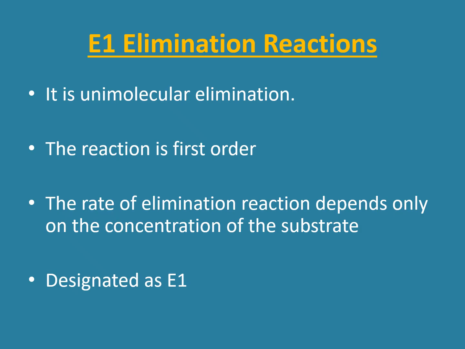So that's why the reaction was a bimolecular reaction, because both the reactants participated in the rate limiting step, and it was a single step process. And in this case the rate of the elimination reaction depends only on the concentration of the substrate. That's why it is known as a unimolecular elimination reaction and it follows first order kinetics. And we can designate this elimination reaction as E1, because E represents elimination and 1 represents that the reaction is first order, or it is a unimolecular elimination.